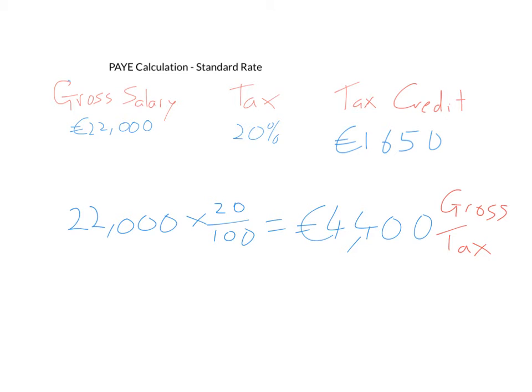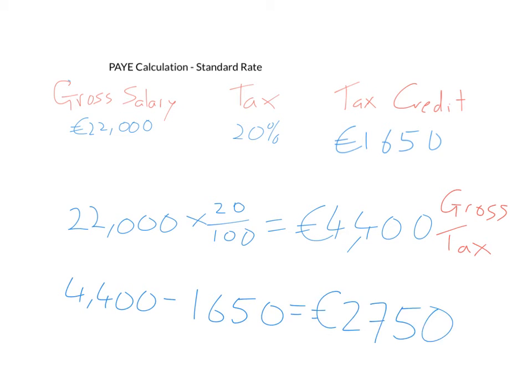So that implies that we have to make a deduction to the tax. The thing that we will deduct is our tax credit. So the gross tax is 4,400 euro. The tax credit, we said, gets cancelled off your tax. So we take away 1,650. This gives us a total amount of money of 2,750 euros.